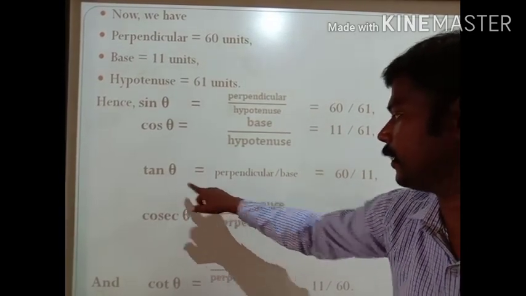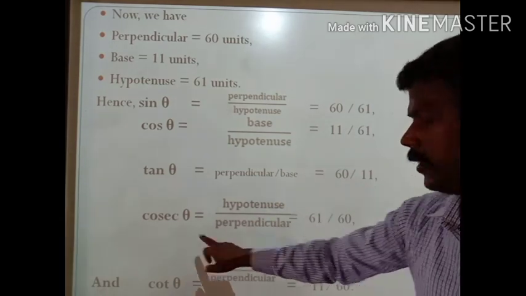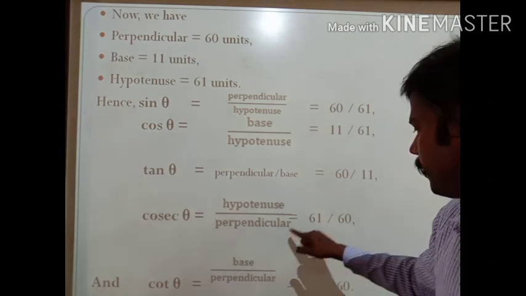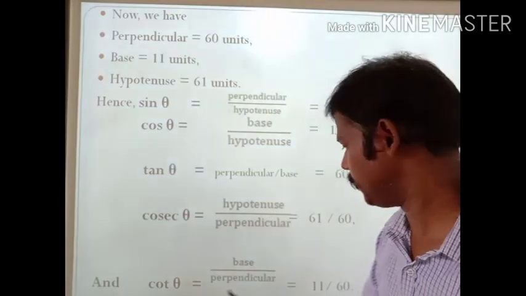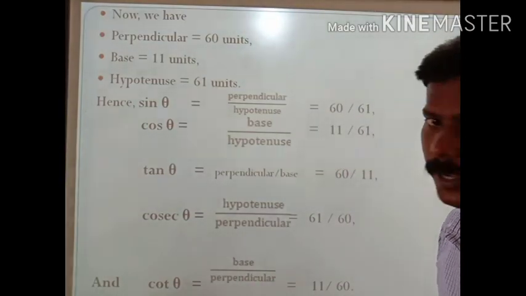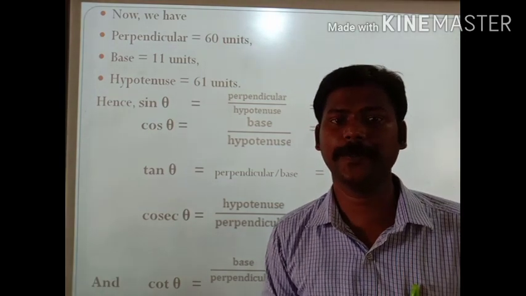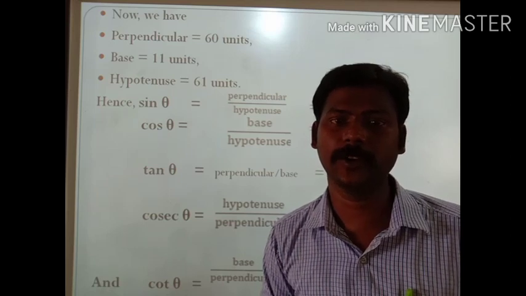Now come to tan theta. What is tan theta? Perpendicular by base, 60 by 11. Next, cosecant theta, hypotenuse by perpendicular, 61 by 60. And cot theta equal to base by perpendicular, 11 by 60. Are you understanding these 4 problems, children? You must practice every time in a running notebook.